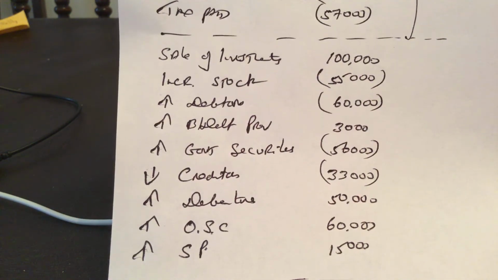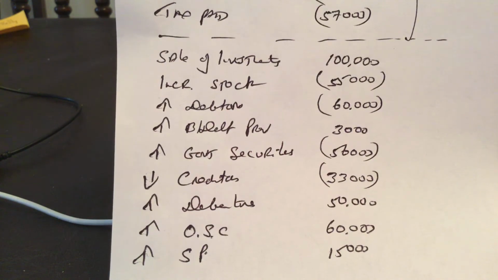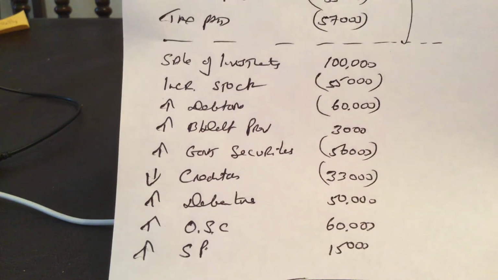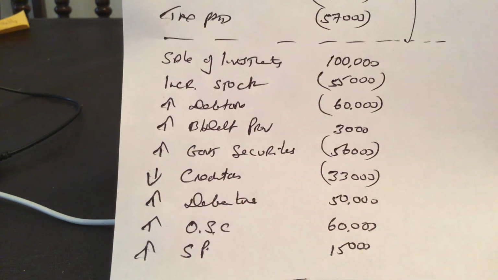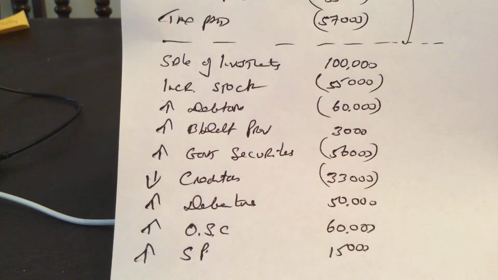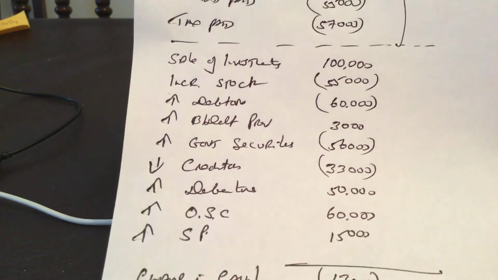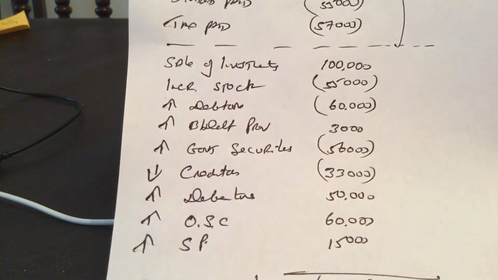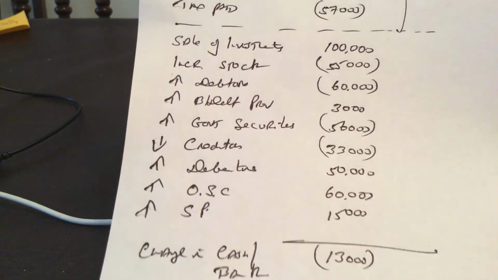And then we go down, and the next thing is creditors. We owed 235, now we owe 202. So we've paid out 33,000 more in creditors than we needed to. Keep going on down. The next one you come across would be debentures. There's an increase in debentures of 50,000, so that's money coming in. There's an increase in ordinary share capital of 60,000, that's money coming in. And there's an increase in share premium of 15,000, that's money coming in.